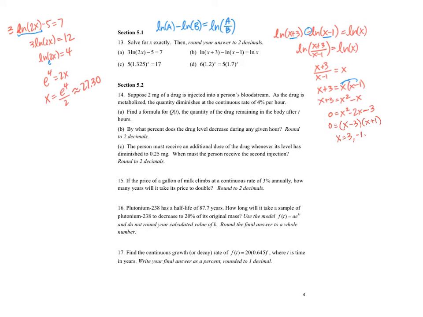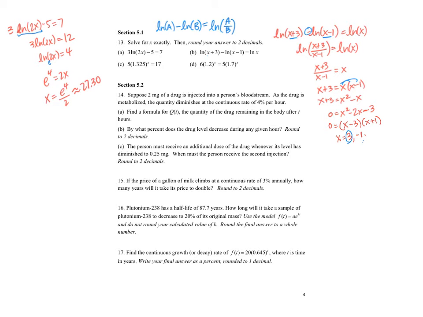Now, the one thing we have to be careful of when we solve these functions involving logarithms is that the domain is restricted for logarithms. So let's check to make sure that either of those solutions will work. So let's go back to our original equation. If I plug in 3 into that, natural log of 3 plus 3, that's natural log of 6, that's defined. Natural log of 3 minus 1, that's natural log of 2, that's defined. And natural log of 3 is defined.